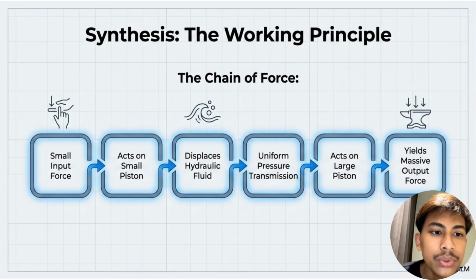So this slide shows the working principle of a hydraulic system. First, a small input force is applied to the small piston. Next, the piston pushes the hydraulic fluid inside the closed system. The pressure is then transmitted evenly throughout the fluid because of Pascal's law. This pressure acts on the large piston, producing a much larger output force. In simple terms, a small force is changed into a bigger force, which allows the hydraulic system to lift or move heavy objects.